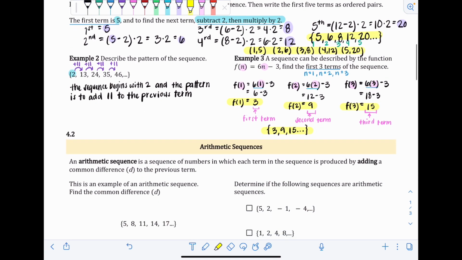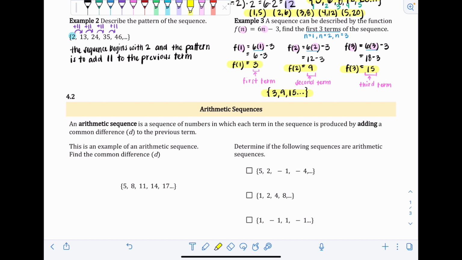Okay, moving down to 4.2. The name of 4.2 is arithmetic sequences, and sometimes this word is read as arithmetic, like math, but when it's used as an adjective, in this case describing a type of sequence, it's arithmetic. So it's kind of different.